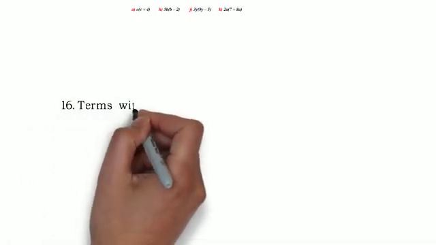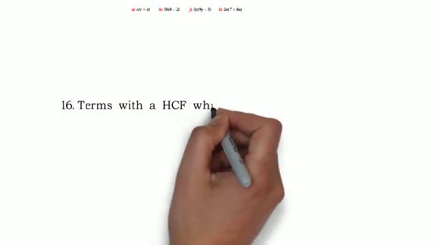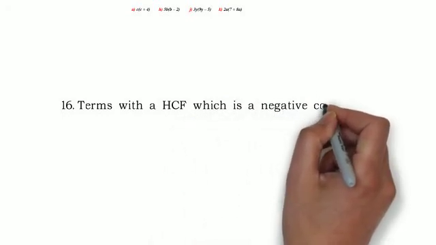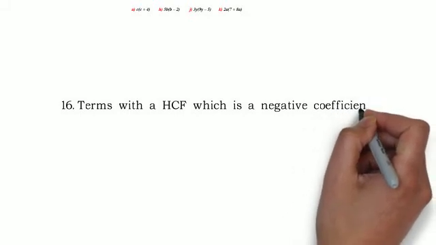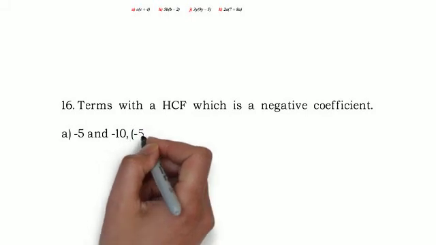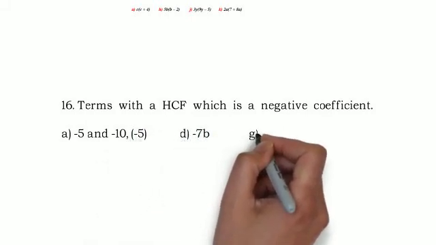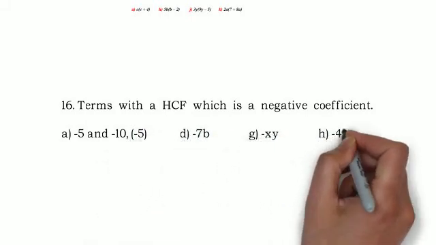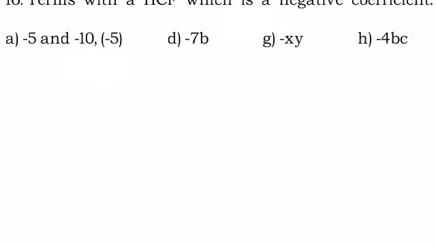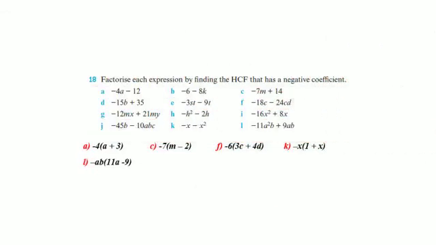Question 16 looks at terms with a negative coefficient. Finding the highest common factor, but it's a negative, so the coefficients are negative. Between negative 5 and negative 10, you've got negative 5. In D, it's negative 7b, in G, it's negative xy, and in H, it's negative bc. When you do further study, you'll notice that it could be a fractional one as well, not just a negative.